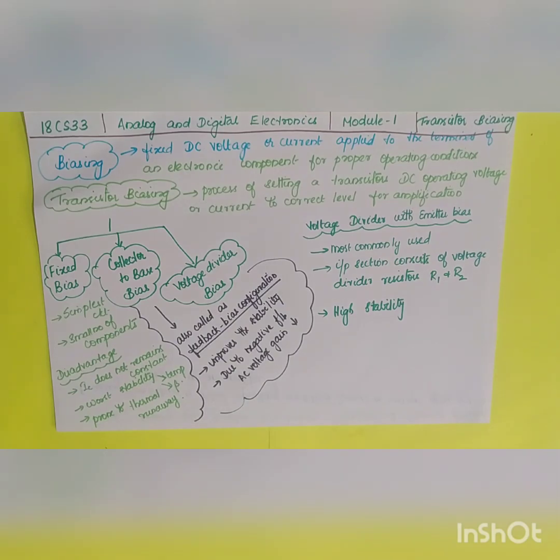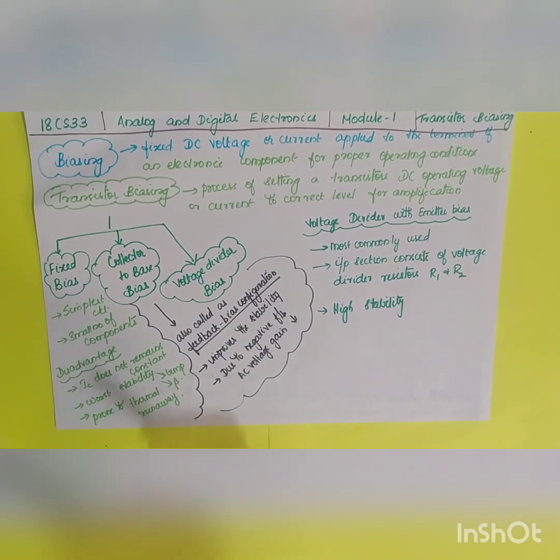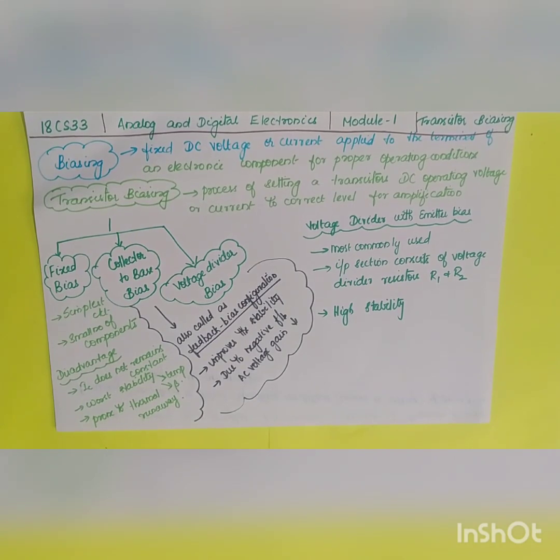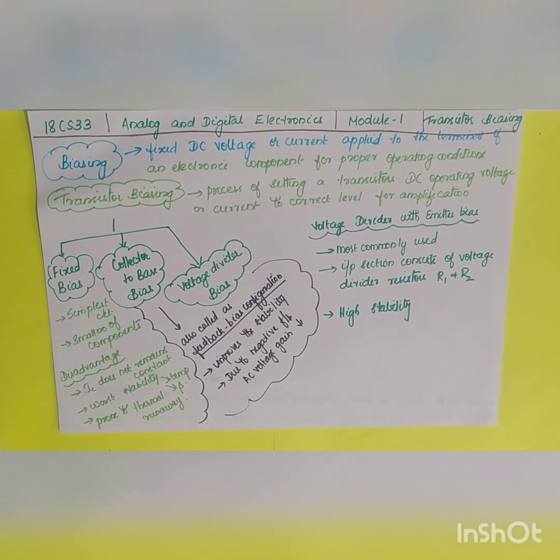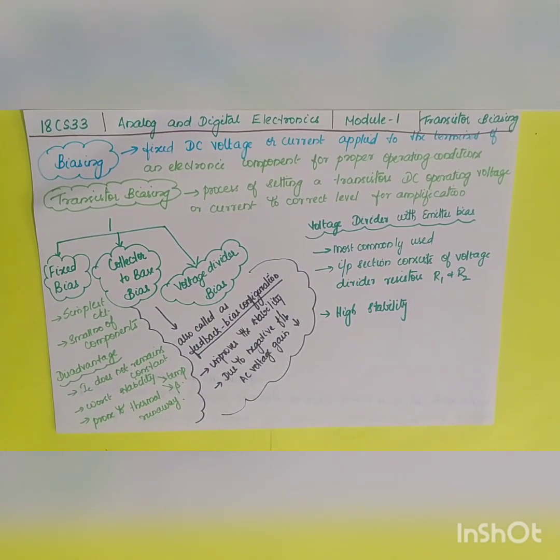Today's session we are going to see about transistor biasing, which is from module 1 of Analog and Digital Electronics, 18CS33. Before going on to the biasing, imagine that you are purchasing a car. Before purchasing, first you will make sure that the initial condition of the car is proper, such as the brake, accelerator, gear, clutch, everything is working properly. You will fix the initial condition.